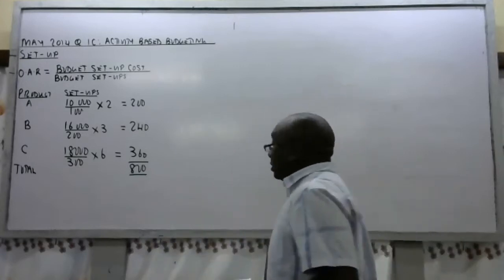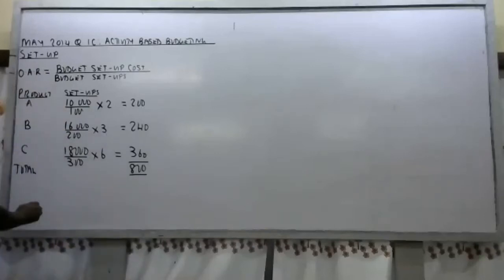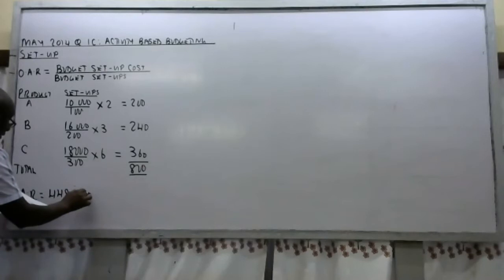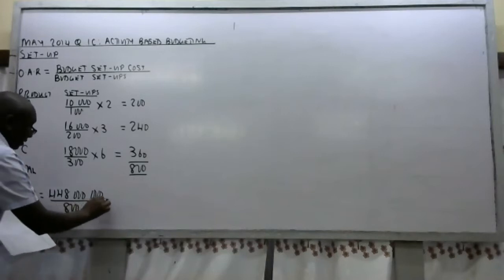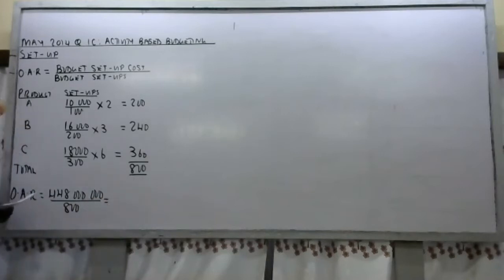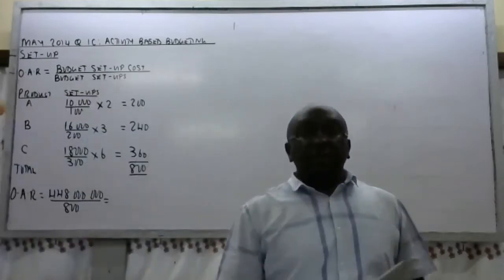So now let's go back and compute our OAR. You now take the cost of 448. You can just bring the whole of it, 448 million. You divide by 800.